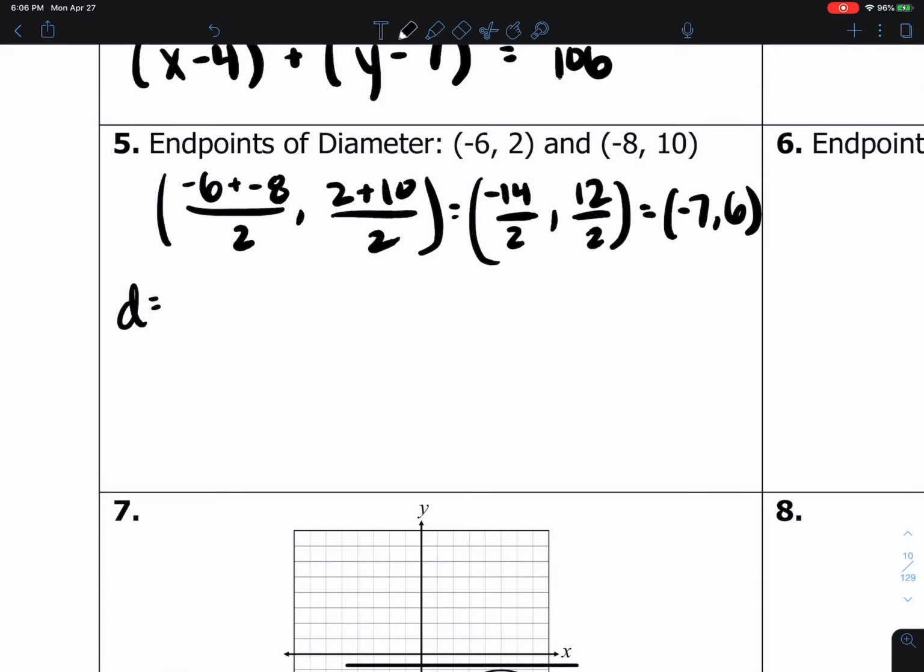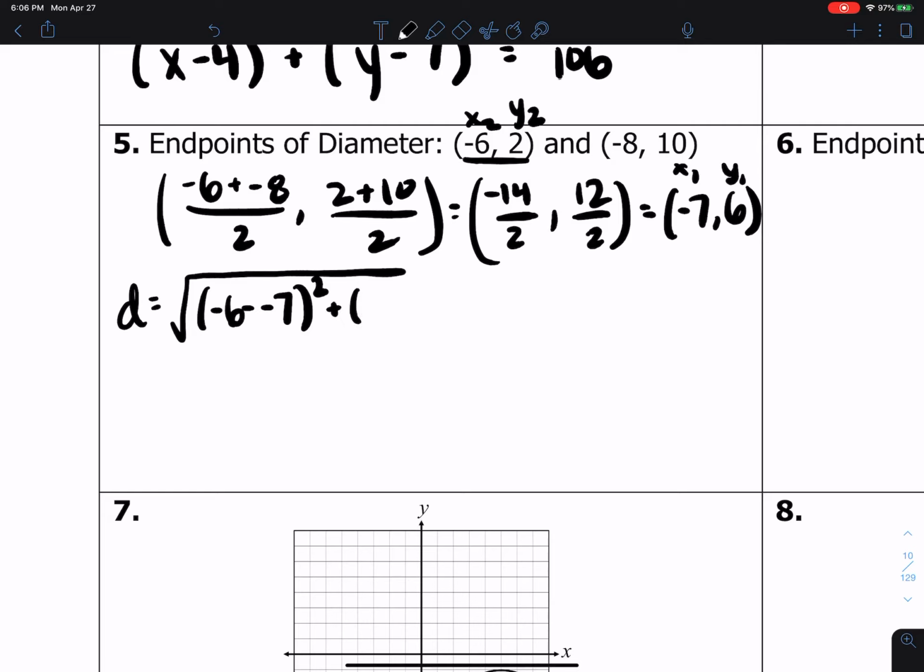So I'm just going to use this point and the center. So we have x2 minus x1, so this is our x2, this is our x1, then this would be y2 and y1. And like I said, over here, this point could be x2, y2, and this could be x1, y1, but the way that I have it labeled is fine.